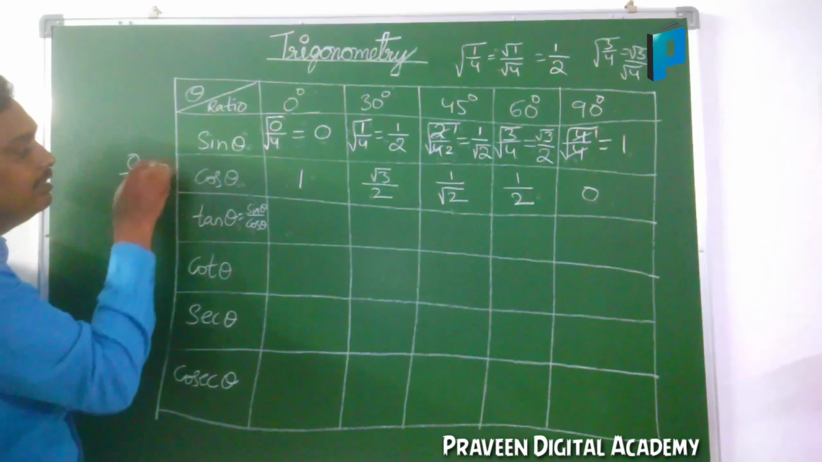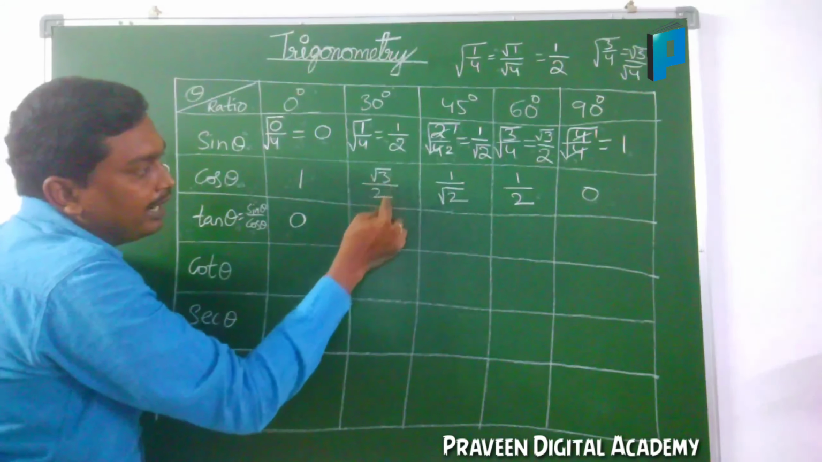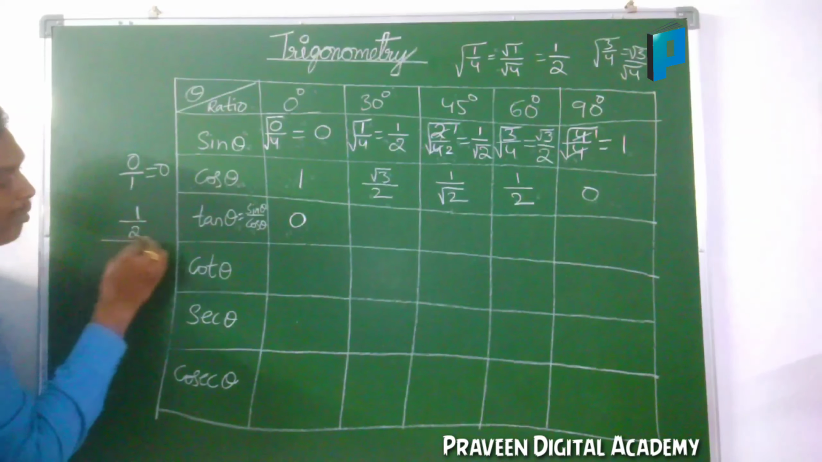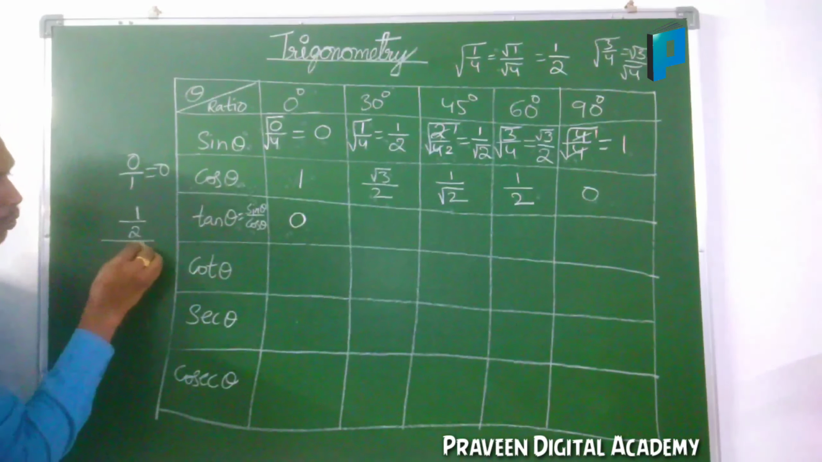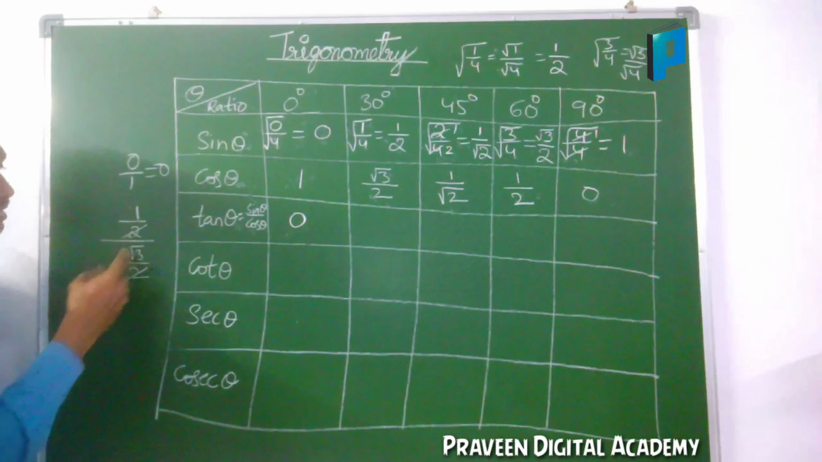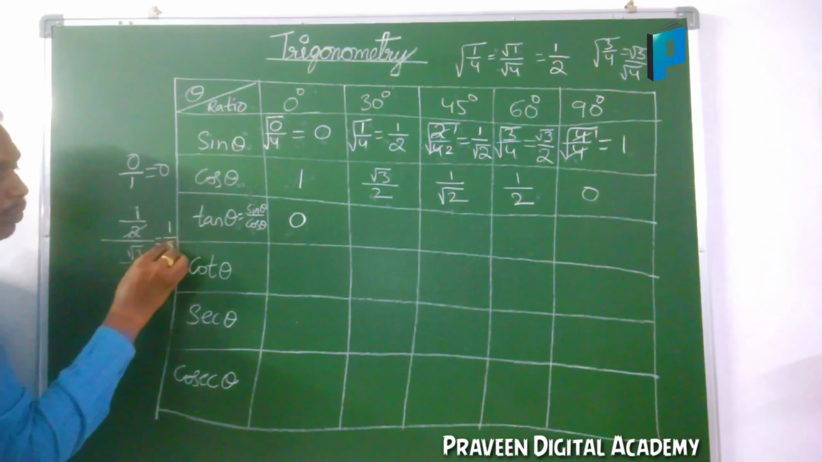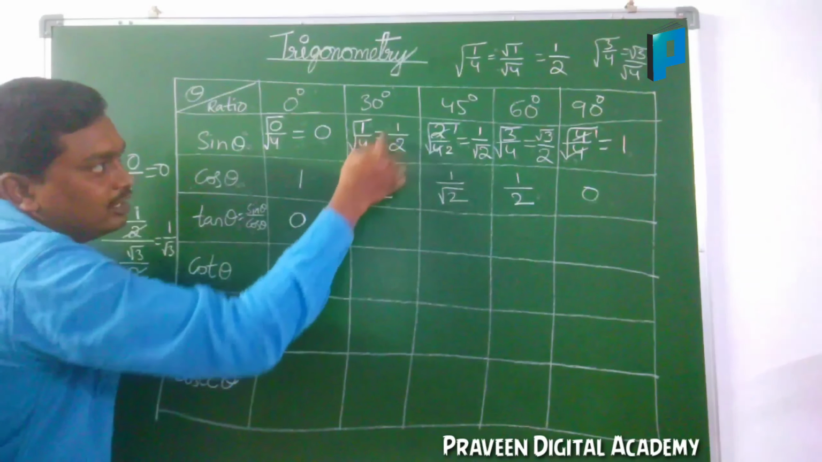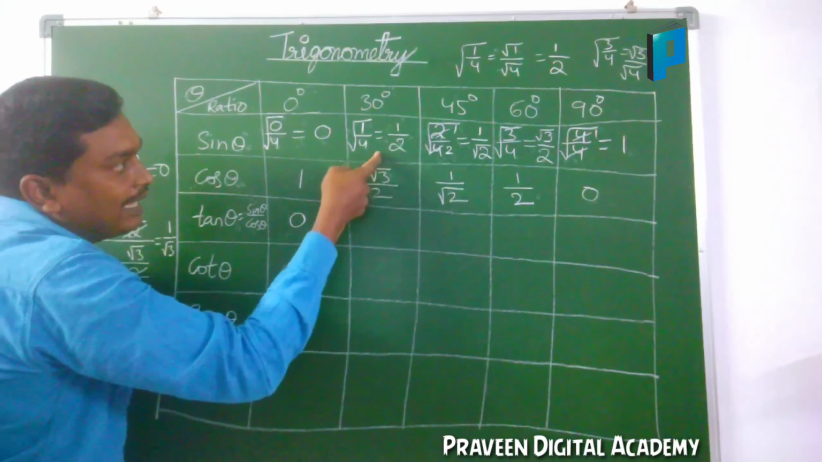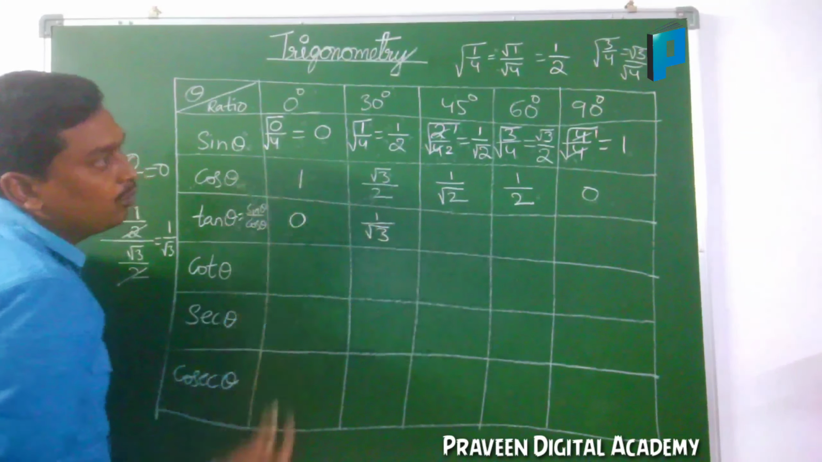0 by 1 is 0 only. 0 by 1 is 0. 1 by 2 by root 3 by 2. Here 2 gets cancelled. What is the answer we are having here? Numerator is 1 by root 3. After dividing both 1 by 2 by root 3 by 2, 2 gets cancelled and we are having 1 by root 3.